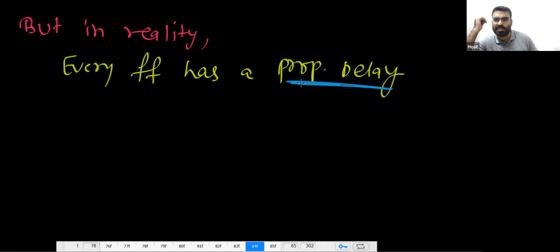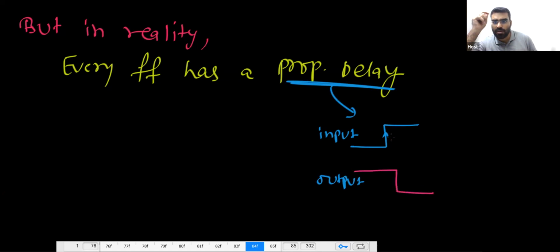And you know the definition of propagation delay. What is that? When input changes, output will change after some delay. So if the input is changing here, then the output will change, but after some delay. This is the definition of propagation delay. This period is called propagation delay.